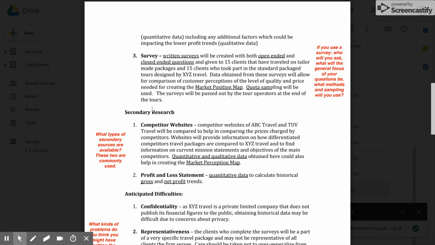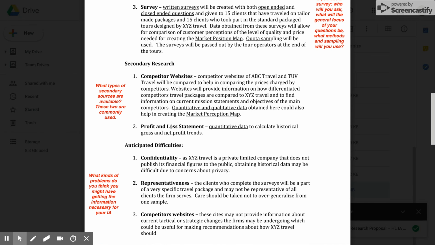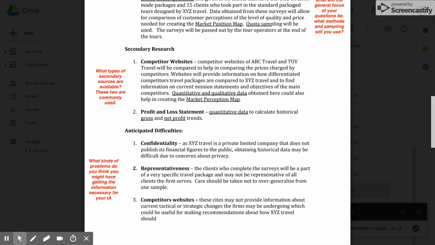Secondary research: research speaking to or accessing information not directly through the company in all cases. So competitor websites: what are other competitors of your target company doing and how are they doing it? And then the profit and loss statement, financial information from the firm itself. Now, one note about this: it can be difficult sometimes to get access to financial information from a firm. It is confidential, it is private, and not all firms will be willing to share. So if you are rejected, don't take it personally. They are simply trying to maintain their competitive advantage. So this may be one area where you may have difficulty getting information.